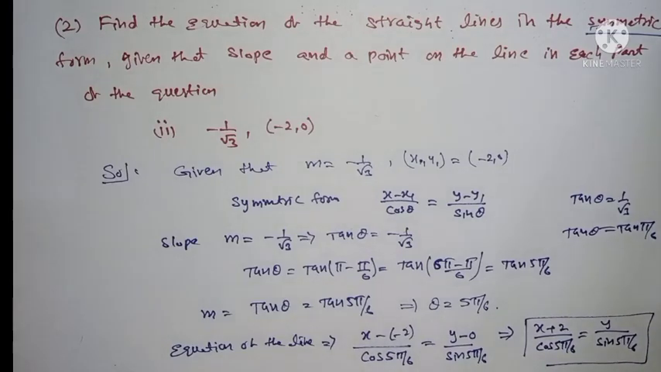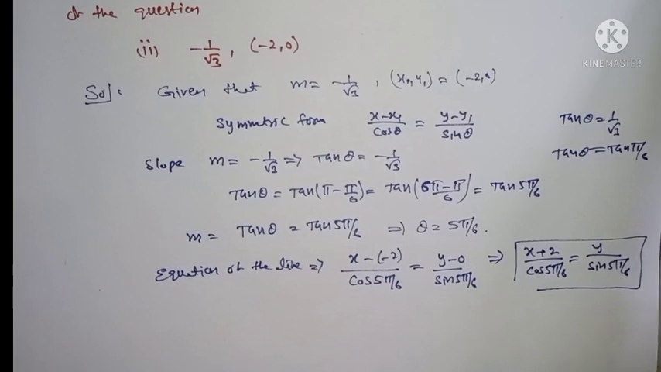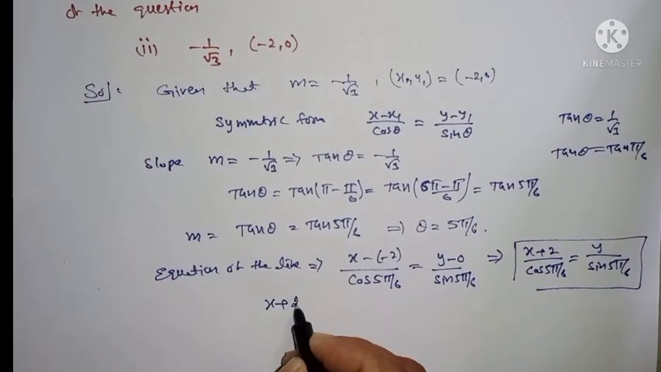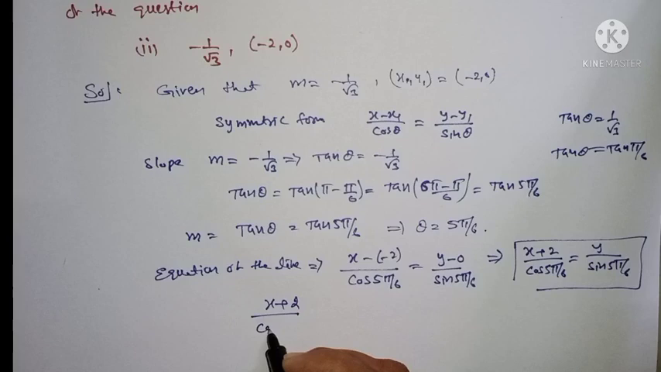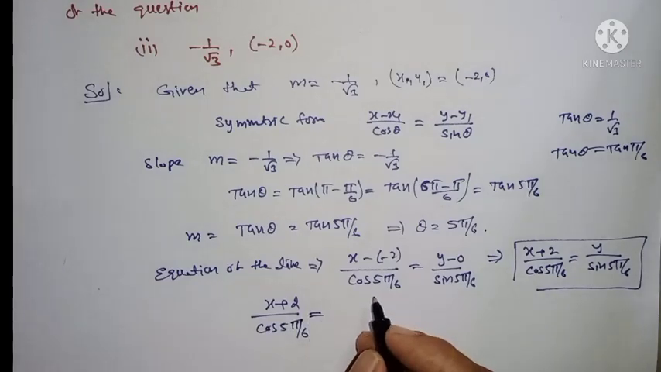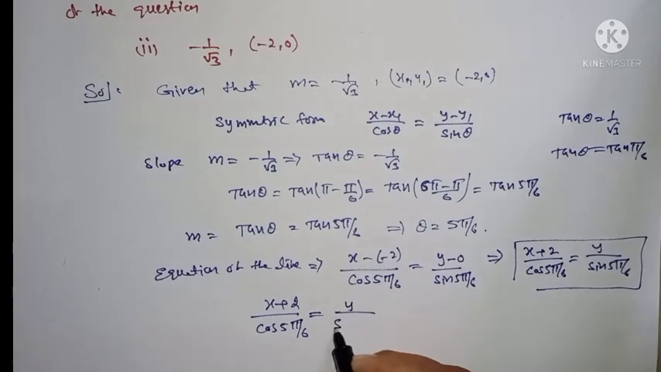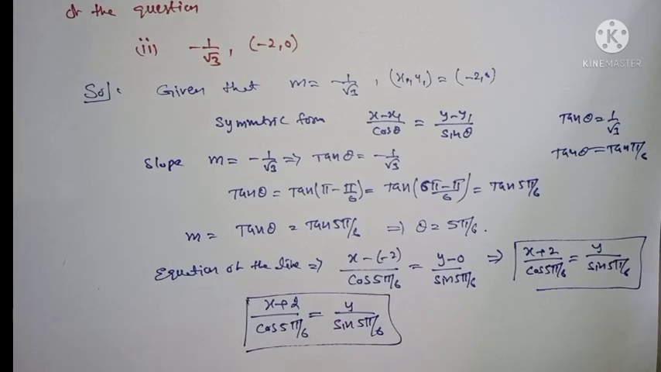You can simplify to get the answer in the y is equal to mx plus c form or the standard form ax plus by plus c is equal to 0. But you are asking in the symmetric form only, therefore you can write it as it is. x plus 2 by cos pi by 6 is equal to y by sine pi by 6 only. I can also write another: x plus 2 by cos 5 pi by 6 is equal to y by sine 5 pi by 6. This is our required symmetric equation.